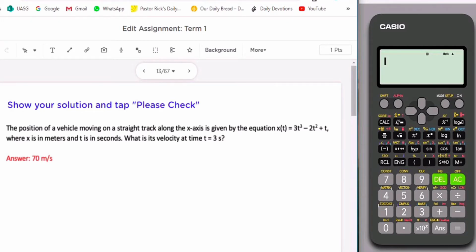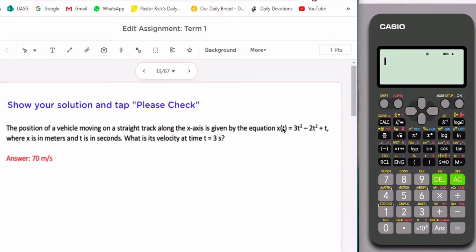So in order for us to be able to solve this problem, we must differentiate the position as a function of time, and after differentiating this function, we need to substitute our time, 3 seconds, to that particular v of t function, and the answer to this is 70 meters per second.